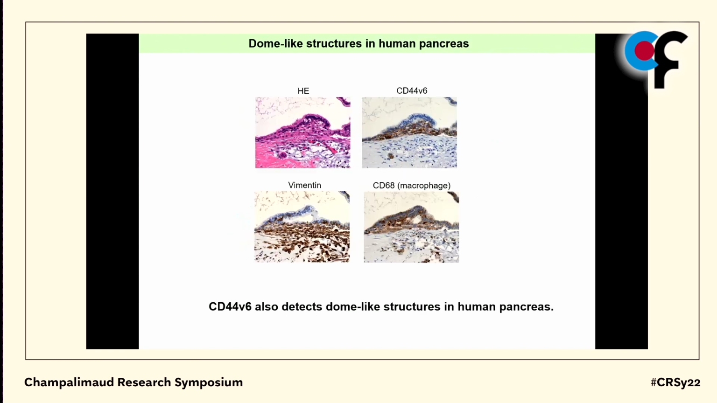Also, checking the pancreas, we found comparable dome-like structures. CD44v6 positive cells are present under the bulged epithelium with a multilayer structure, and were also vimentin positive and E-cadherin negative. Macrophages are also massively accumulated. Thus, these data indicate that in humans, in lung and pancreas, such dome-like structure-like lesions seem to be present. We are now accumulating more samples and finding more precancer dome-like structures.